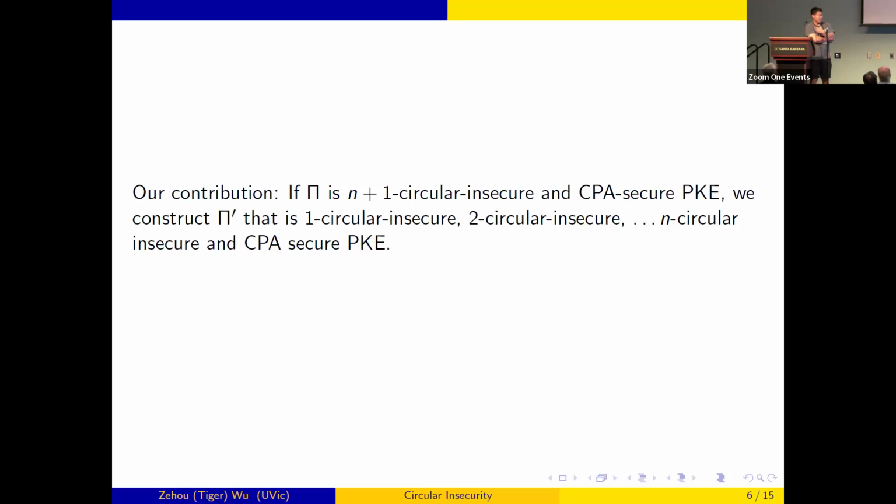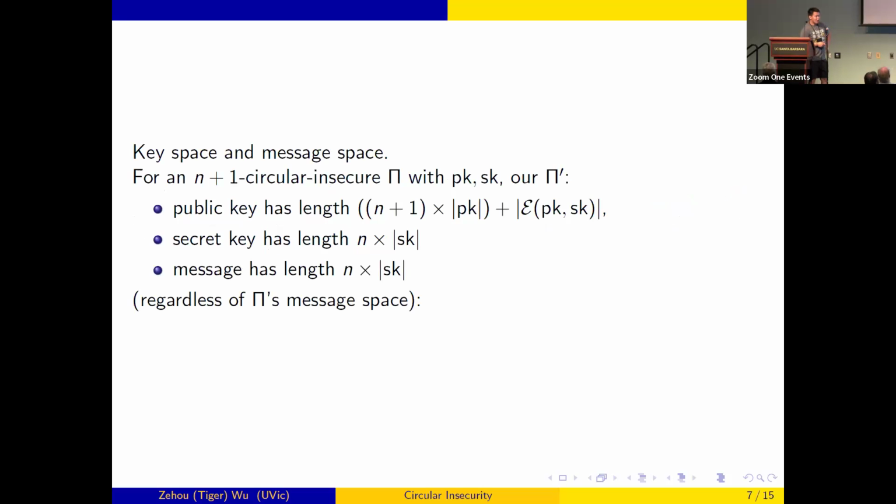So our contribution is that using an n+1 circular insecure scheme, we can construct a 1, 2, 3, all the way up to n circular insecure scheme while maintaining CPA security. For those of you that have worked in circular security, you might care about the key space and the message space. The key space and the message space of the pi prime that I'm constructing rely on the public key length and the secret key length of the n+1 circular insecure pi.